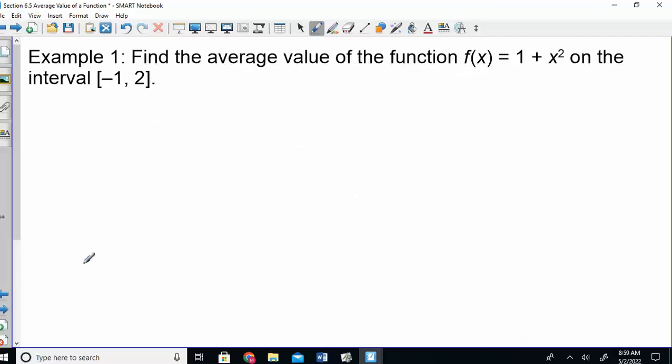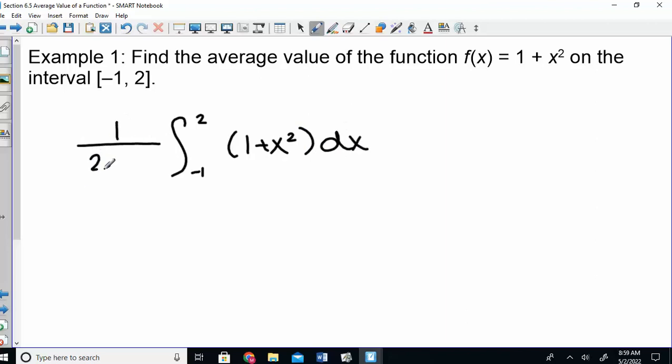So let's try one. Let's find the average value of the function f of x equals 1 plus x squared on the interval -1 to 2. So if I want the average value, we're integrating from -1 to 2 my function, 1 plus x squared dx. So in front, I do 1 over the ending minus the beginning. This fraction is really your only new piece. That's what makes it an average value instead of just the area under my curve. So that gives me a 1/3.